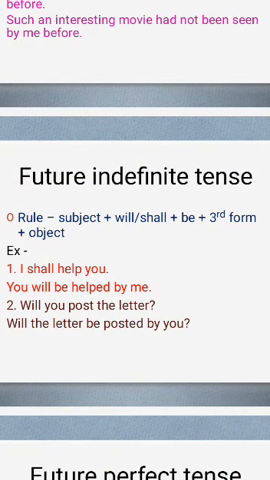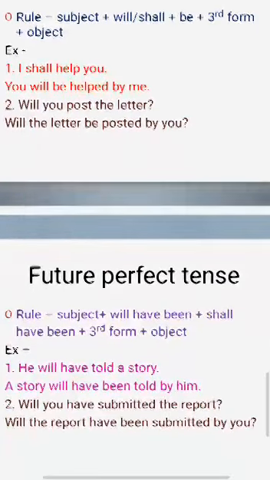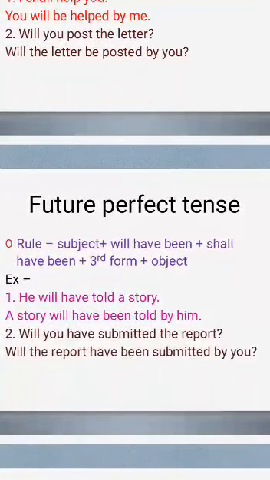Second example is will you post the letter? So we will write will at first. Will the letter be posted by you? This sentence is interrogative. That's why we will write auxiliary will at first. Next tense is future perfect tense.